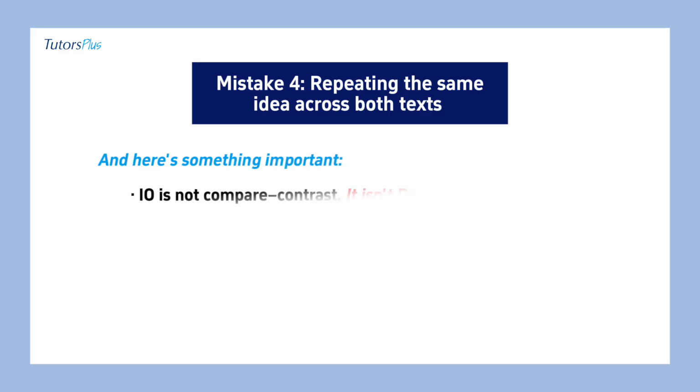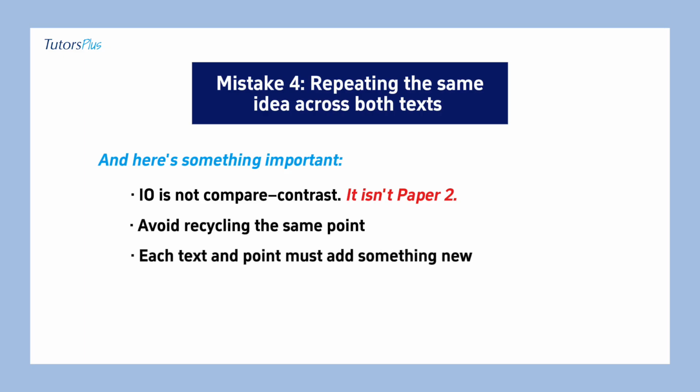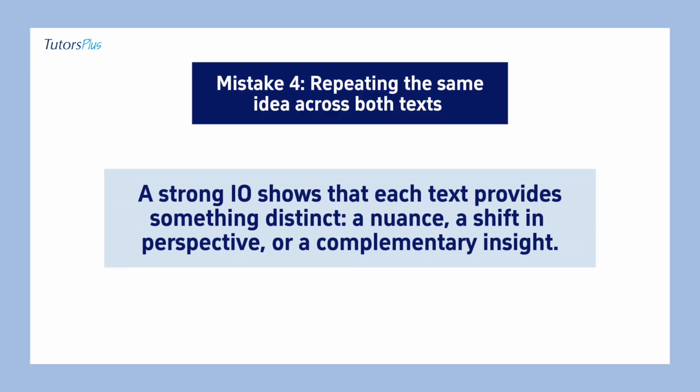So here's something important. The IB English IO is not a compare and contrast task. And this is crucial. It isn't Paper 2. You're not comparing the texts to each other. You're showing how each one individually contributes to your global issue. And both texts should speak to that same global issue. They should not make the same identical arguments. So a strong IO shows that each text provides something distinct, a nuance, a shift in perspective, or a completely different insight.